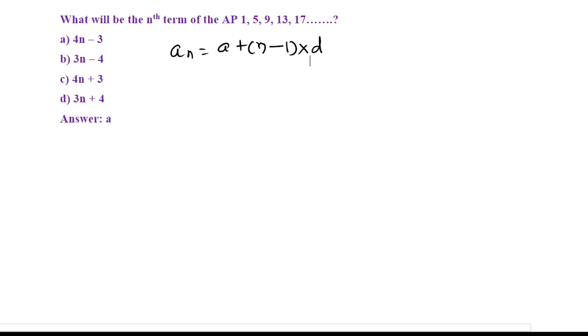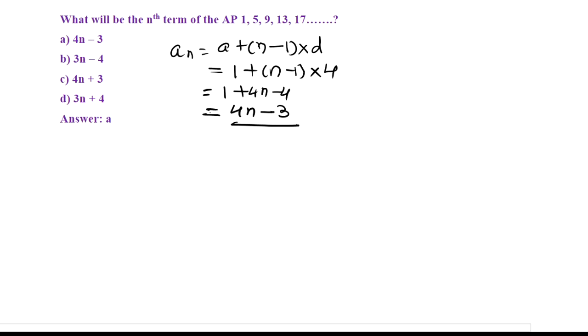Fine. A is how much? 1 plus n minus 1 because I am finding the nth term, and d is how much? 5 minus 1, that is 4. Correct? Which is equal to a plus, just expand the bracket, it is 4n minus 4. So what do I get? 4n minus 4 plus 1. Minus 4 plus 1 is how much? Minus 3. So what is the answer? 4n minus 3. Correct?